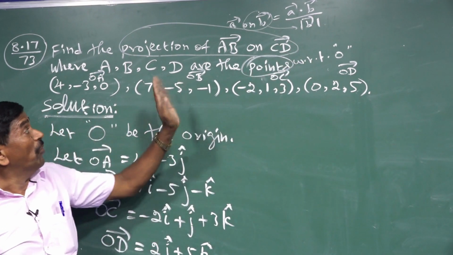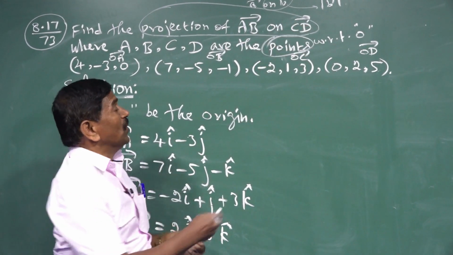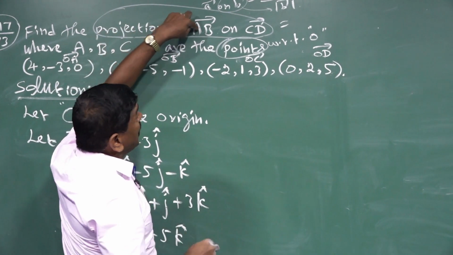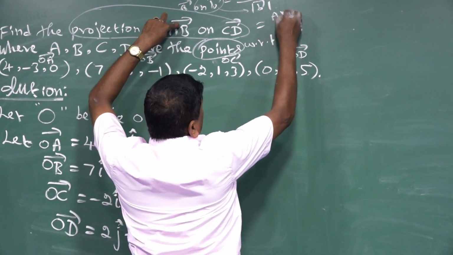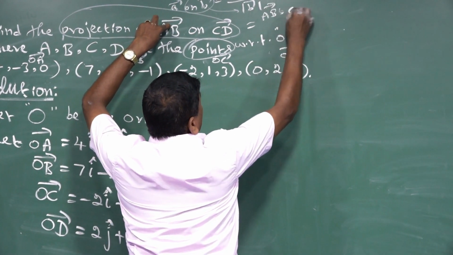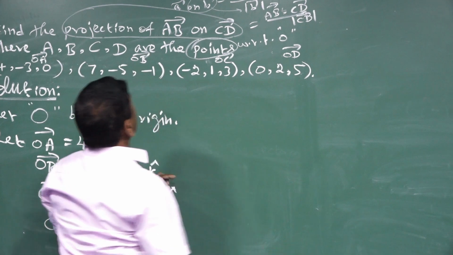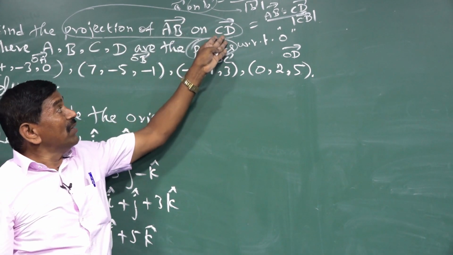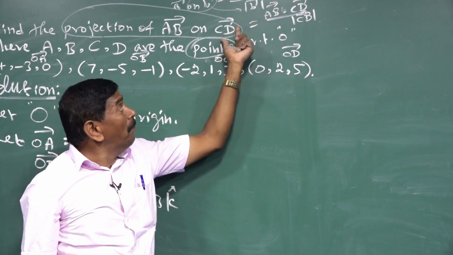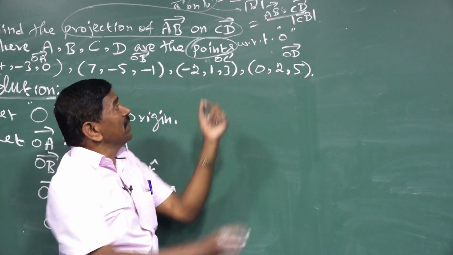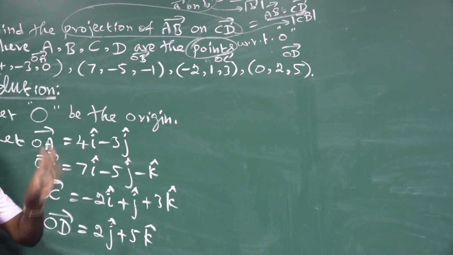Now, can you tell me what is the formula for projection of AB vector on CD vector? Yes, very good. The projection of AB vector on CD vector is given by the formula dot product of these two, that is AB vector dot CD vector divided by modulus CD vector. Here the on keyword comes in the denominator. That's all, preparation done.